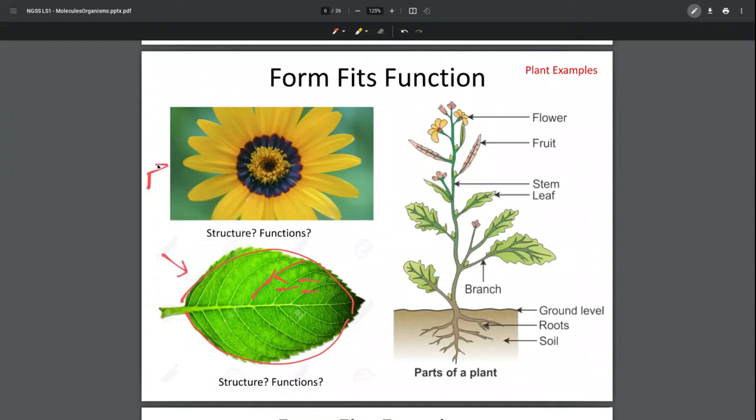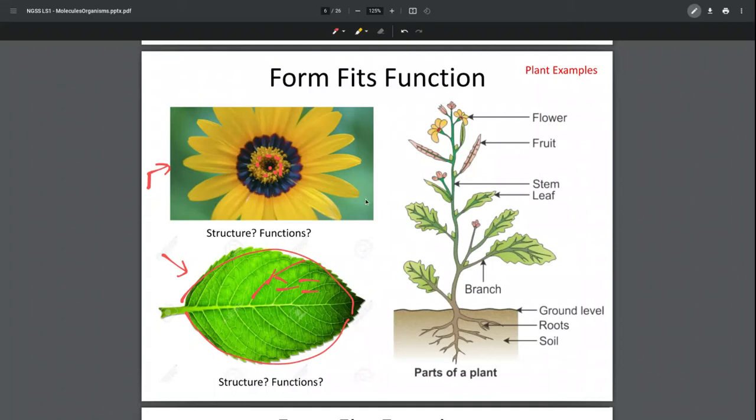We also have this flower right here, which you probably know is for the purpose of reproduction of the plant. It has all this pollen in here, and sometimes it has nectar, so that insects will come in and brush up against the pollen and go pollinate another flower. Okay, so that it spreads its pollen so that it can spread its genes and reproduce.